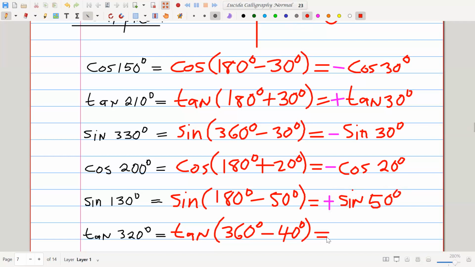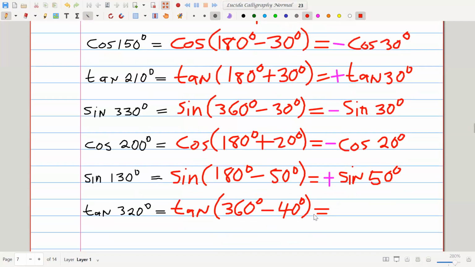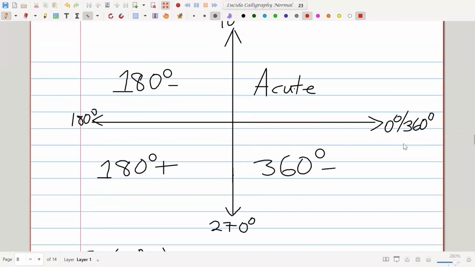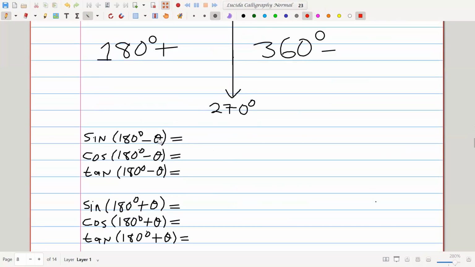And then lastly, think about the tan in the fourth quadrant. Only cosine and its reciprocal are positive. So we'll actually have the negative value for the tangent. We'll have the negative tangent of 40 degrees. So please put that in mind. That is how we can write it. And then that means you can always write this in that way.